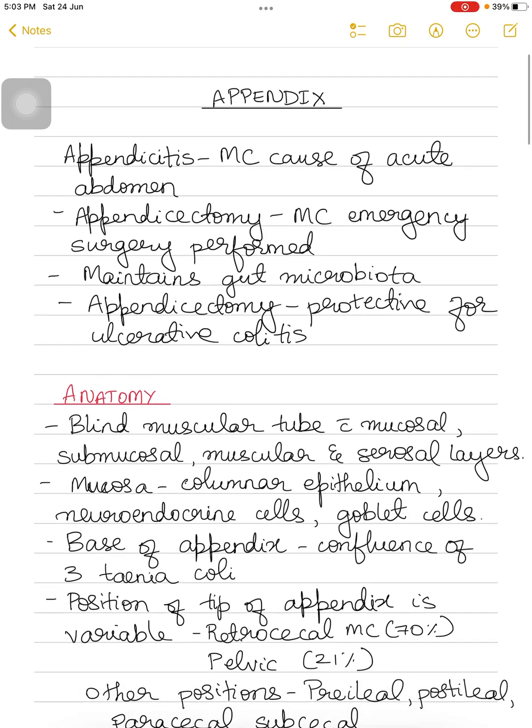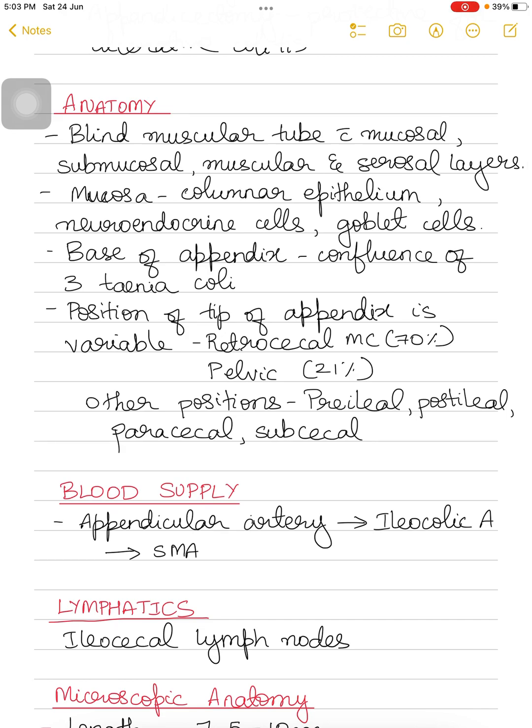So, coming to the anatomy of the appendix, it's a blind muscular tube arising from the cecum with mucosal, submucosal, muscular, and serosal layers like other parts of the bowel. The mucosa consists of colonic type of columnar epithelium, neuroendocrine cells, and goblet cells which produce mucin. The base of the appendix is found at the confluence of the three tinea coli of the cecum. This is very important during surgery whenever the appendix is not easily visualized intraoperatively. So we need to follow these tinea coli to identify the base of the appendix.